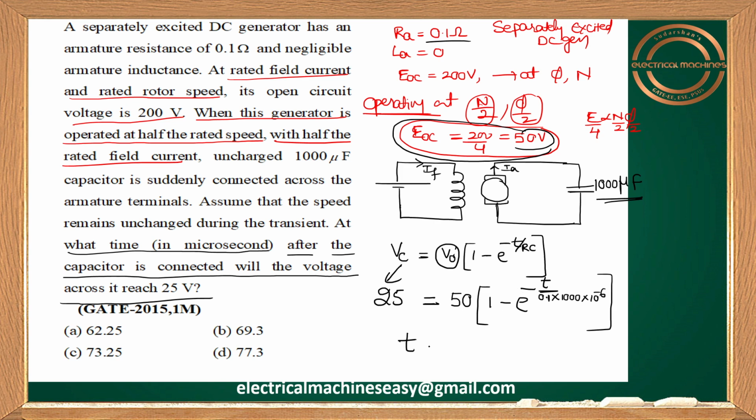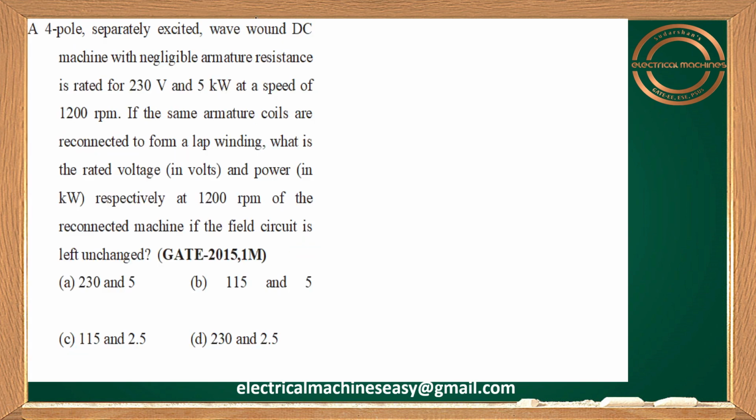You'll get the time constant, and you'll get the t value: 69.3 microseconds. That means after 69.3 microseconds, your capacitor voltage will reach 25 volts. Initially the voltage is 50 volts, and after 69.3 microseconds your capacitor voltage reaches 25 volts. So option B, 69.3, is the answer. It was a question asked in 2015 for 1 mark. Okay guys, right. Next, let us take this question.